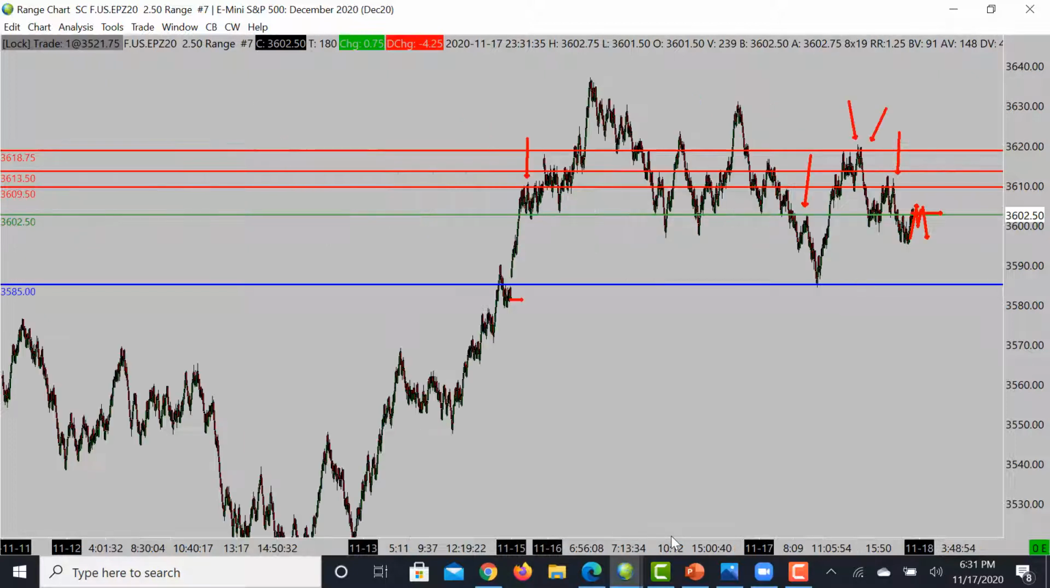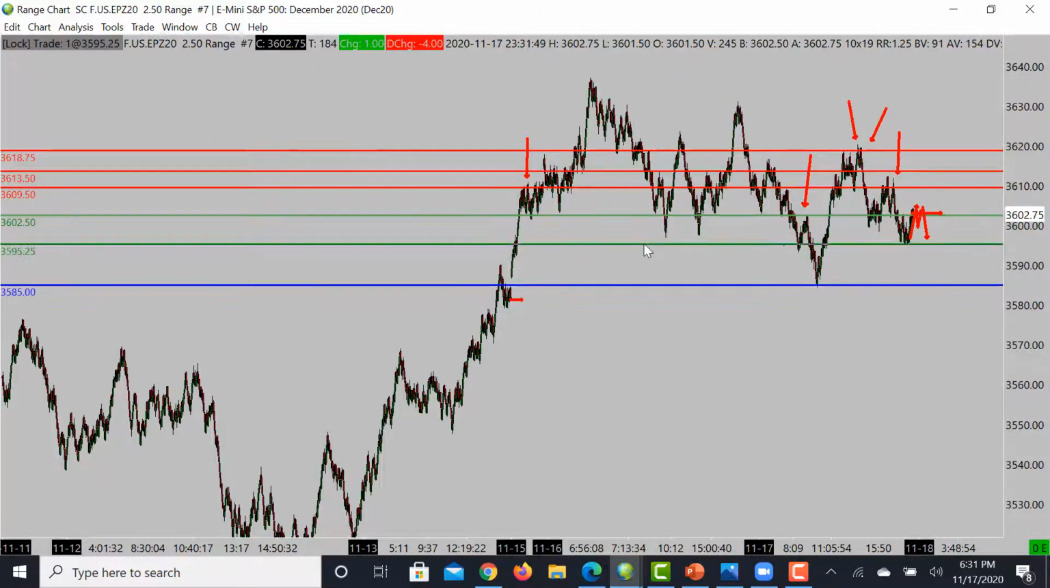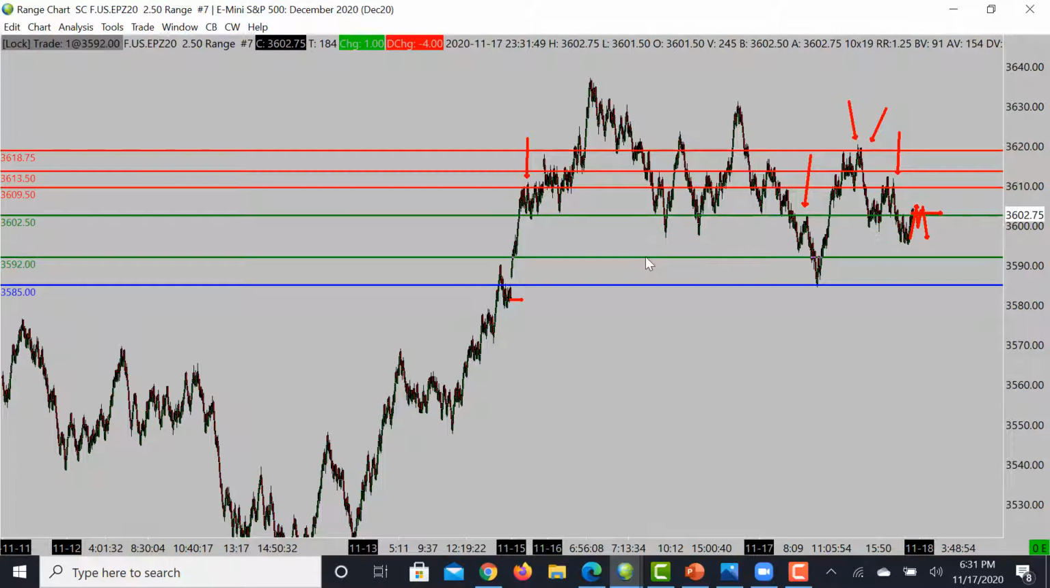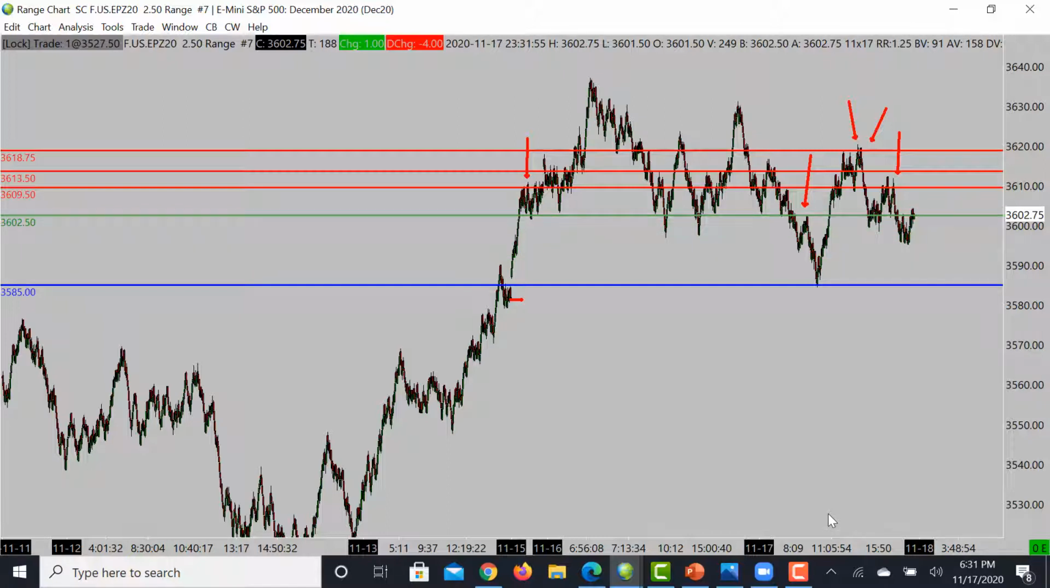Not really much major support. You do have a minor level sitting somewhere right here. So look out for those 91, 92s. You could be trying to retest that area there on the downside. So that's what we're going to be looking for.